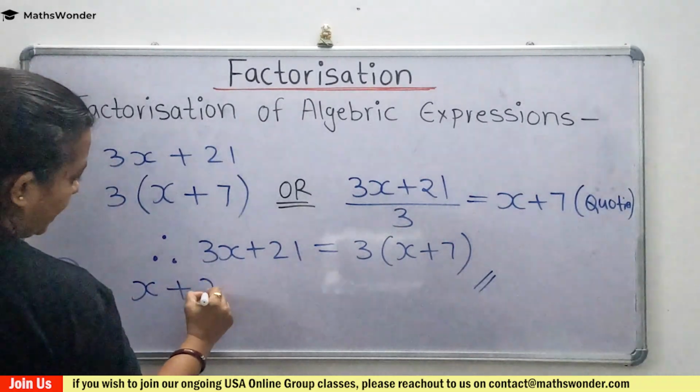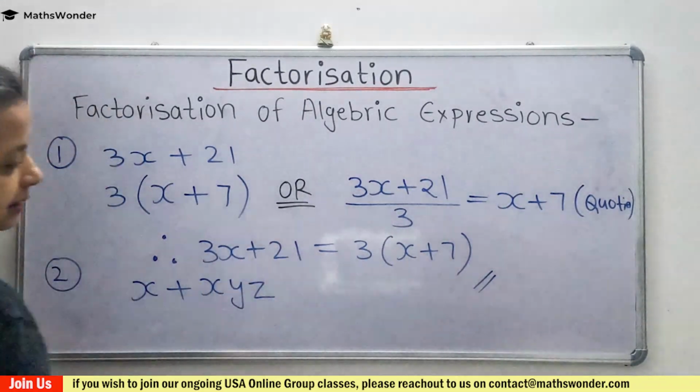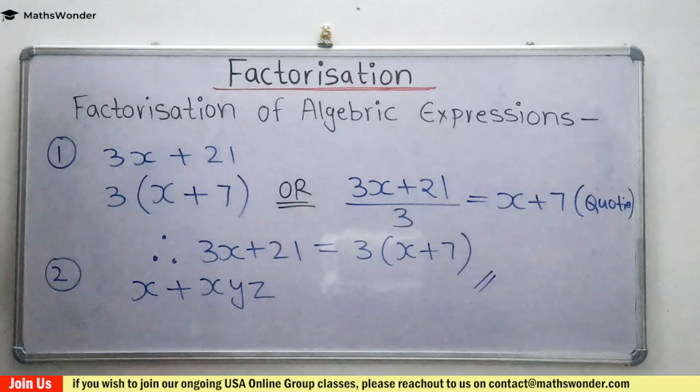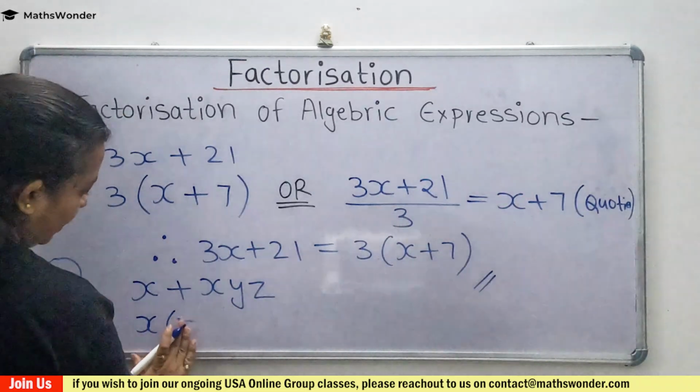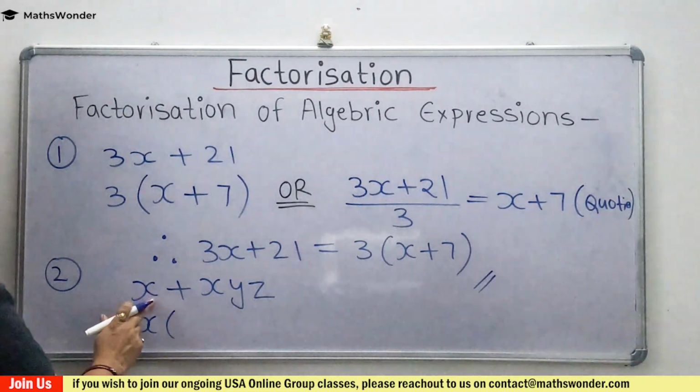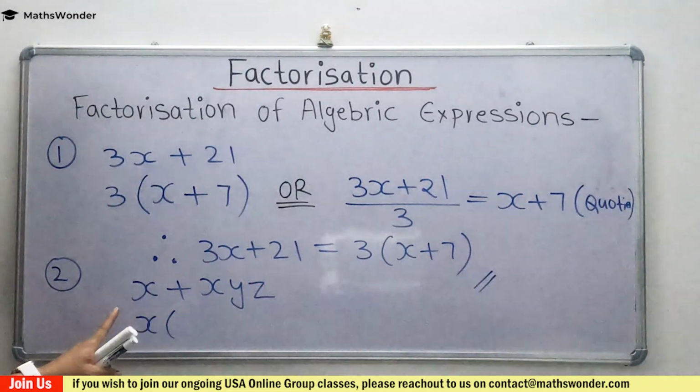x plus xyz. What is the common variable? X. Correct. So the greatest common monomial is x. So you can write it directly, like when x is already out. So here is the empty space.